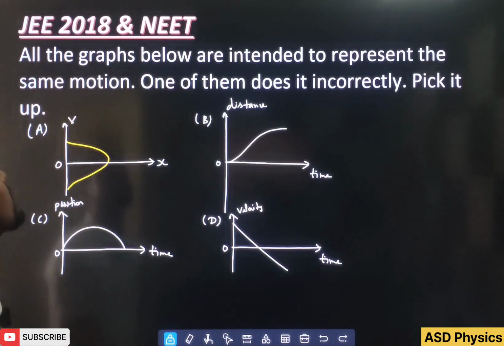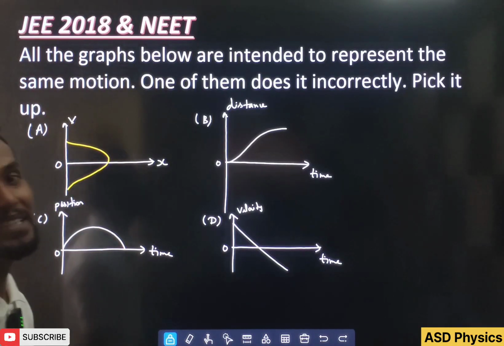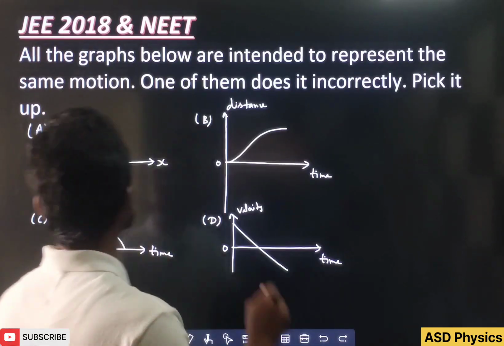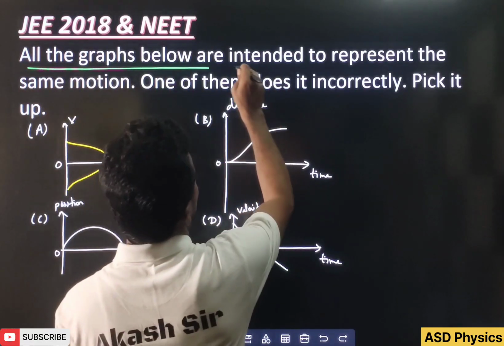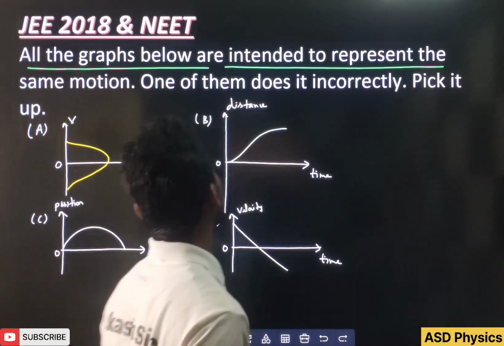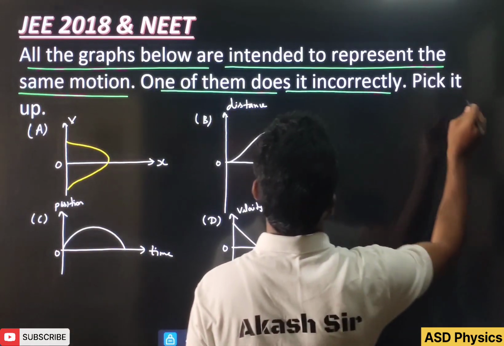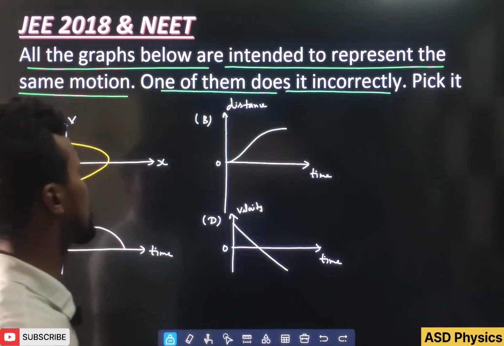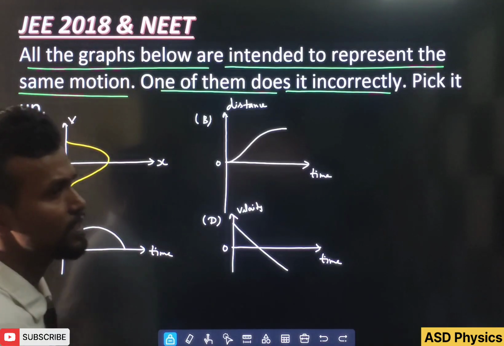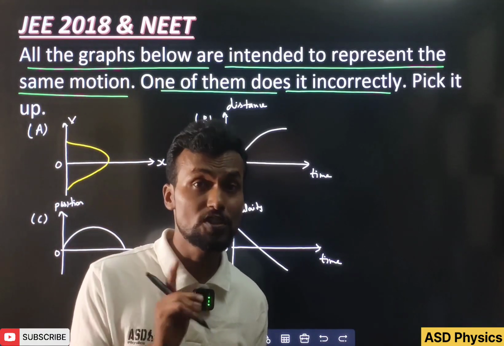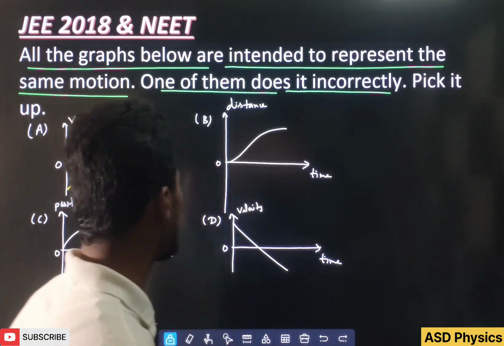Now students, let's see this question, a JEE 2018 question, important for NEET also. All the graphs below are intended to represent the same motion. One of them does it incorrectly. Pick it up. Four graphs are there representing the same kind of motion, but one is incorrect, and we have to pick it up.